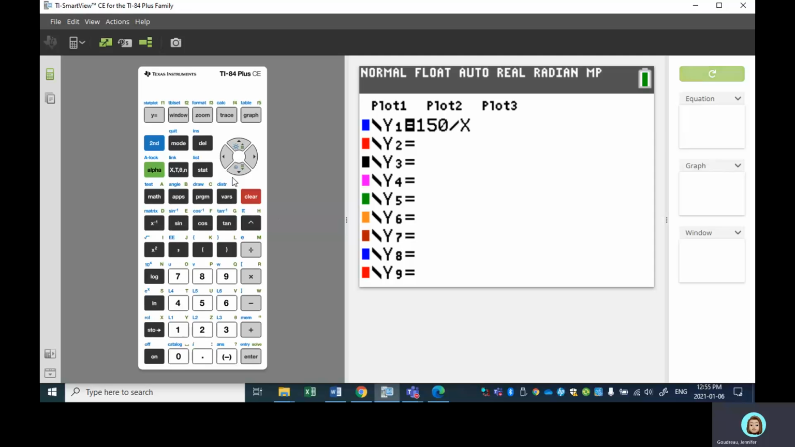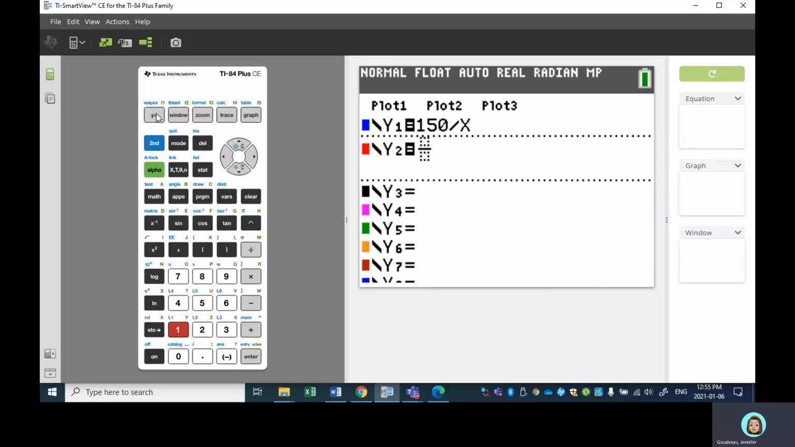Alternatively, we can also put it in fraction form. So I'll maybe show that here. If you hit alpha y equals and then number 1, then you don't have to worry about the brackets in the denominator. So alpha y equals and number 1 makes it so that you don't need to worry about the brackets in the denominator.